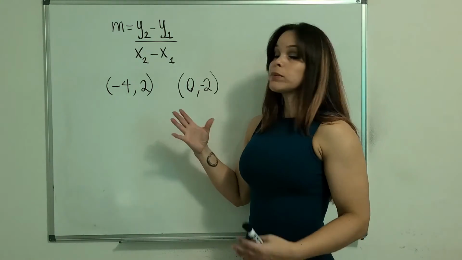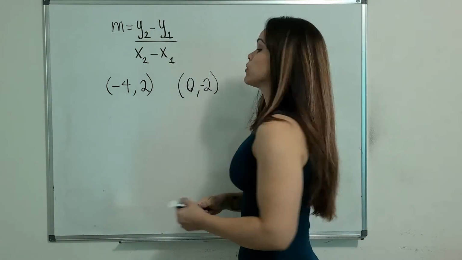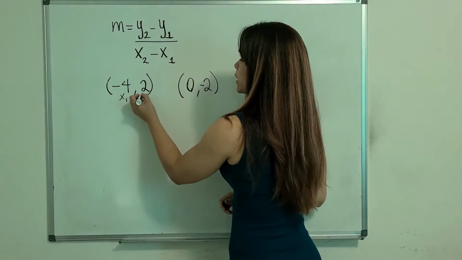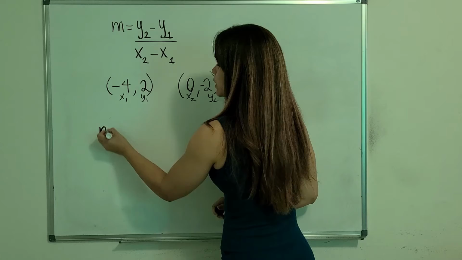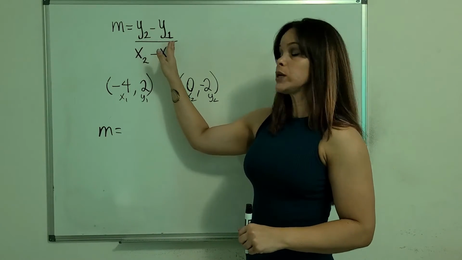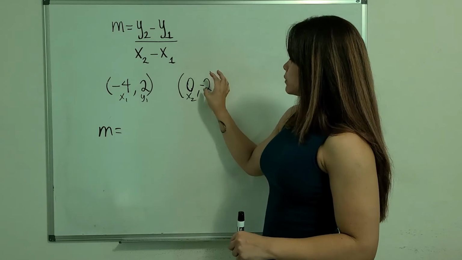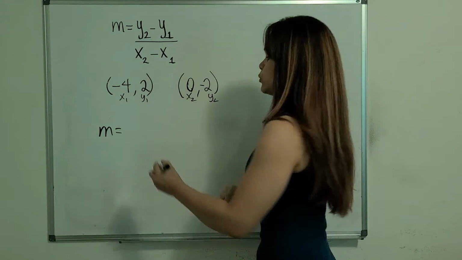So then I'm going to replace those values in the corresponding space in the formula. So it's going to look something like this. This is going to be x sub 1, y sub 1. This is x sub 2, y sub 2. And then I'm just going to apply the formula. It says that it's going to be y sub 2 minus y sub 1. So this is going to be this value minus this value, which is going to be minus 2 minus 2.